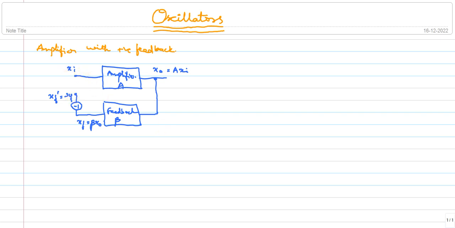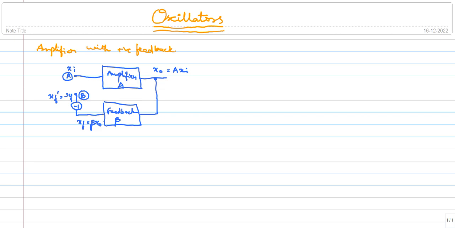Okay, now let me call this point A and this point B. So what exactly happens? I am applying one input and getting one output, that is x naught. I pass the signal through an amplifier, so I get A times xi. This x naught I give again to the feedback beta, so I get xf equal to beta x naught, and I invert this signal and get xf dash equal to minus xf. Very simple.